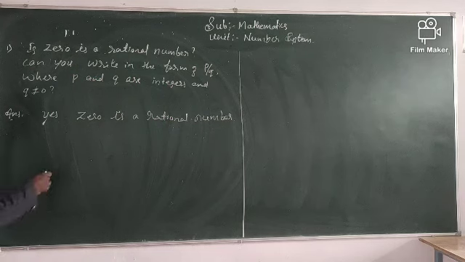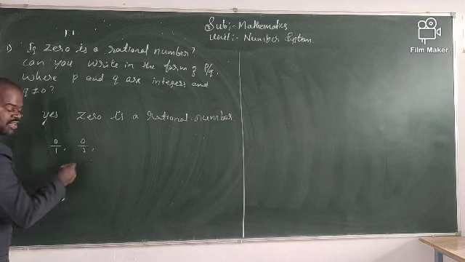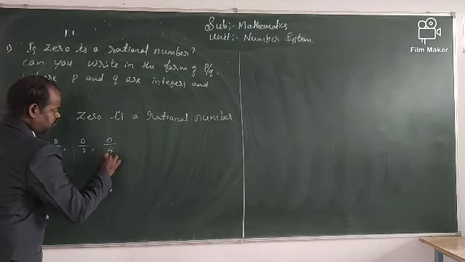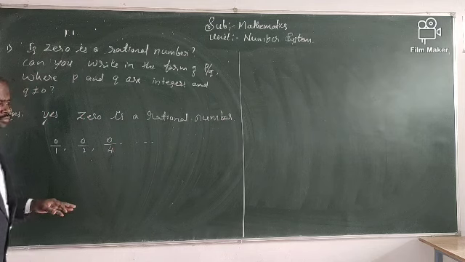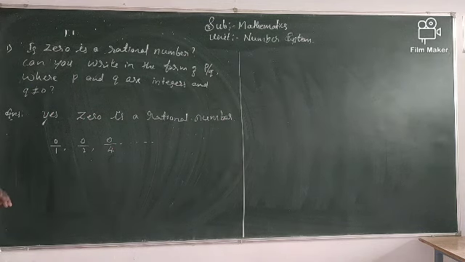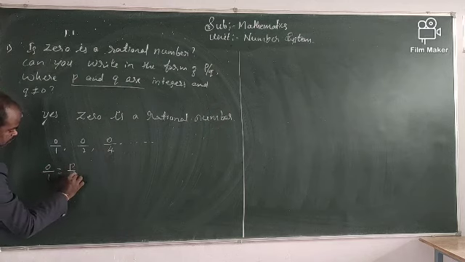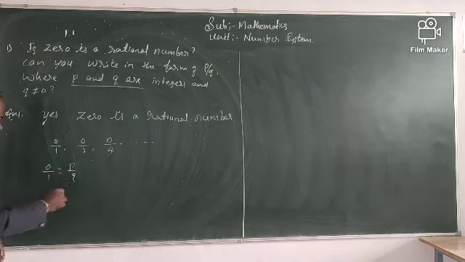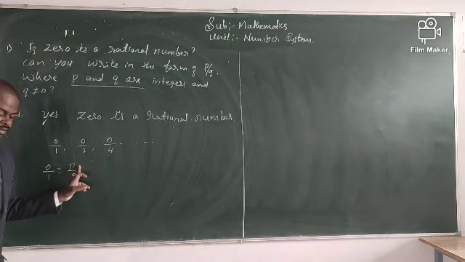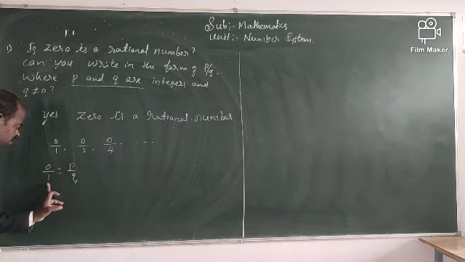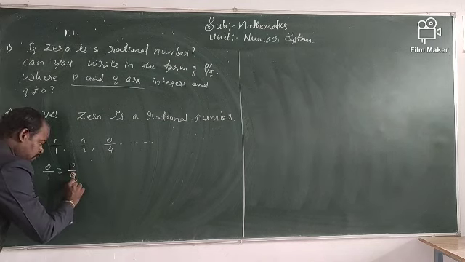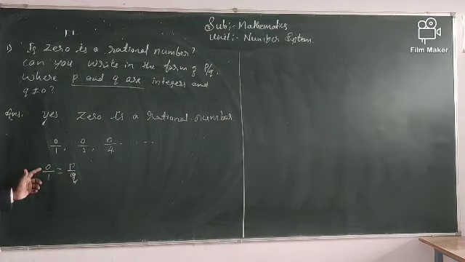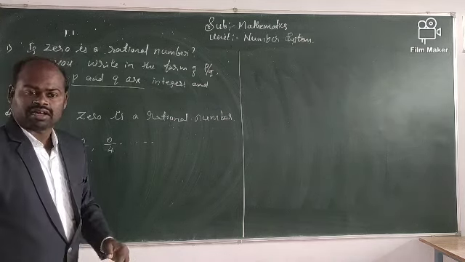Then we can easily express it in the form of p by q. How can we write it? 0 by 1 is a rational number. 0 by 2 is also a rational number. 0 by 4 is also a rational number, and so on. So here, 0 by 1 is equal to p by q. 0 is in the place of p in the numerator, and 1 is in the place of q. These are what? Integers. 0 is an integer, 1 is also an integer. Therefore, the given statement is correct.